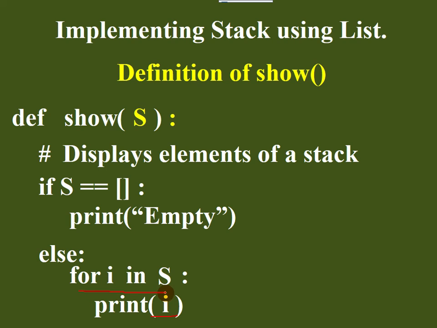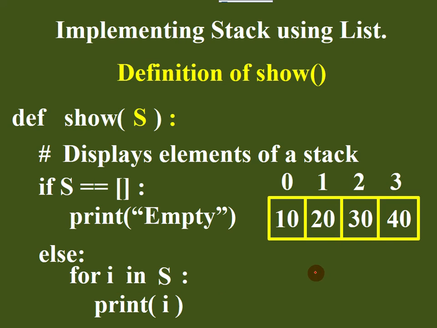But for I in S means the topmost element will not be displayed first. See, suppose this is the list. For I in S means here you will get each and every element of this list. The first element returned is 10. So variable I contains 10, and here 10 displayed in the computer's monitor. After that 20 is returned from the list. Variable I contains 20. So 20 displayed. Similarly 30 and 40. So you can see that the topmost element is not displayed first.